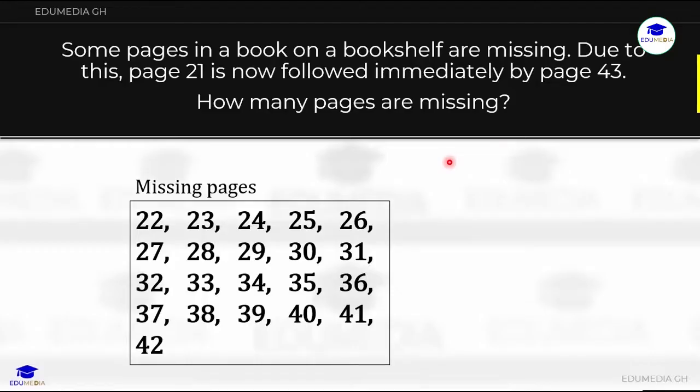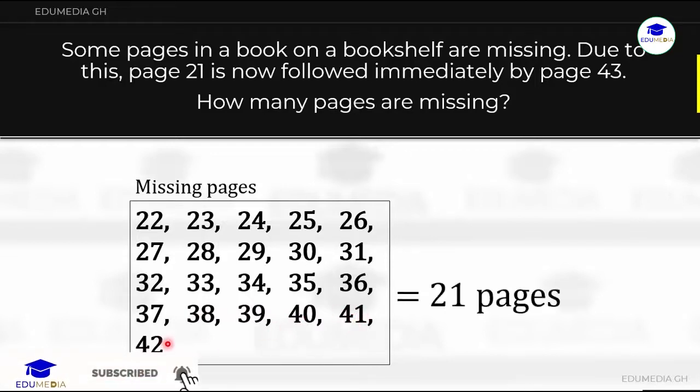So we have page 22, 23, 24, 25, 26, 27, 28, 29, 30, 31, 32, 33, 34, 35, 36, 37, 38, 39, 40, 41, and 42. These are the missing pages. Now if you count the missing pages: 1, 2, 3, 4, 5, 6, 7, 8, 9, 10, 11, 12, 13, 14, 15, 16, 17, 18, 19, 20, and 21. So the missing pages are 21. We have 21 pages missing from the book, and the answer is 21 pages.